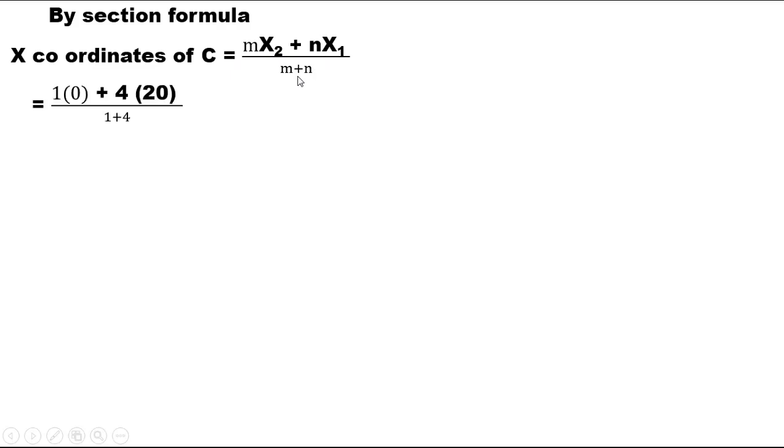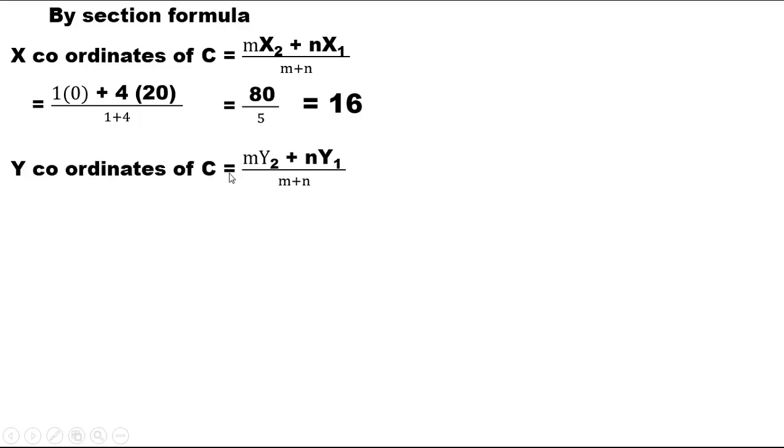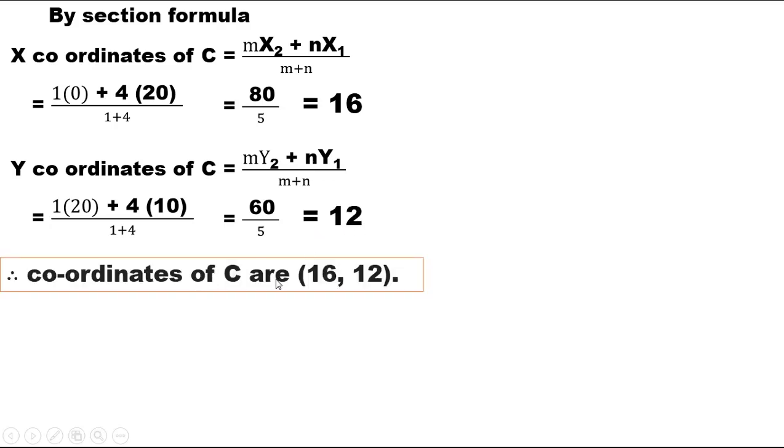By section formula, x coordinate of the C is equal to (m of x2 plus n of x1) divided by (m plus n). (1 into 0 plus 4 into 20) divided by (1 plus 4) is equal to 80 upon 5 is equal to 16. The y coordinate of the C is equal to (m y2 plus n y1) divided by (m plus n). (1 into 20 plus 4 into 10) divided by (1 plus 4) is equal to 60 upon 5 is equal to 12. The coordinates of the point C are 16 and 12.